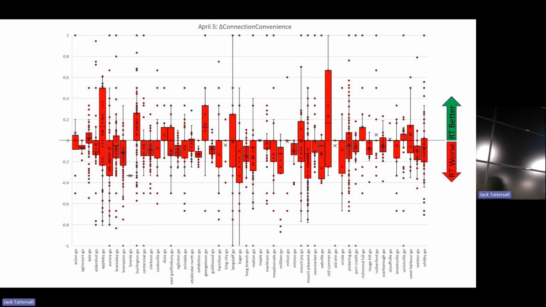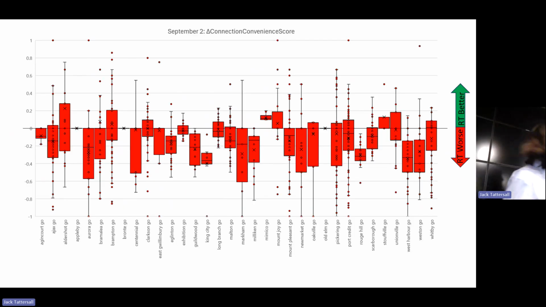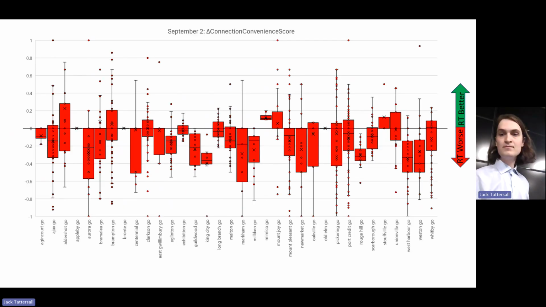So most connections, as you can see, are below this middle line. So the connection convenience was worse in real time than it was scheduled. A few connection movements saw better performance in real time than scheduled. And that is comparing the number of satisfactory connections between real time and scheduled with the potential connections from the scheduled data. You see pretty similar results on the weekend as well.